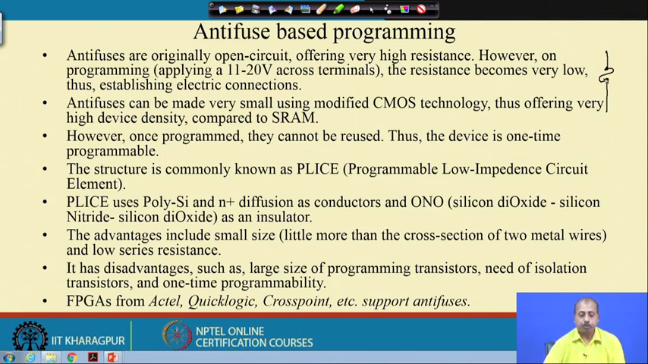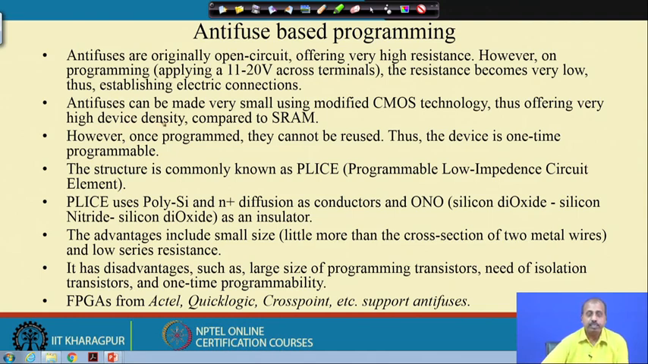Now, if we apply a programming voltage, 11 to 20 volt across the terminals, then this connection gets shorted. So, this resistance becomes very low, and that establishes an electric connection. And now, even if you withdraw the programming voltage, the connection remains. So, that is how this is going to be useful. Wherever you need the connections, we have to apply proper voltage across the terminals, so that the on resistance becomes low and the connection gets established.